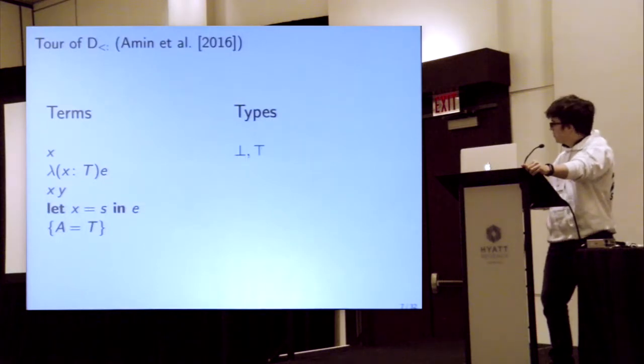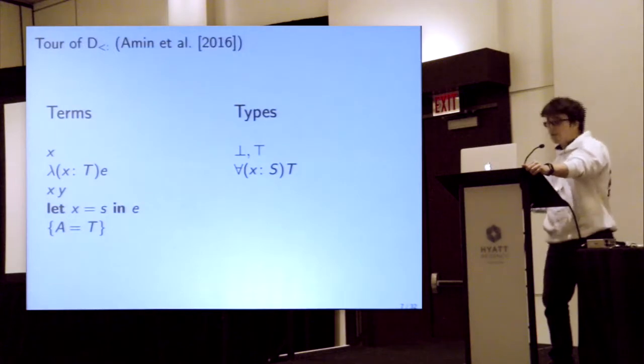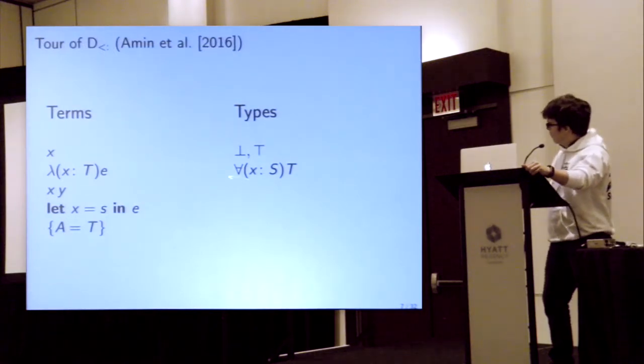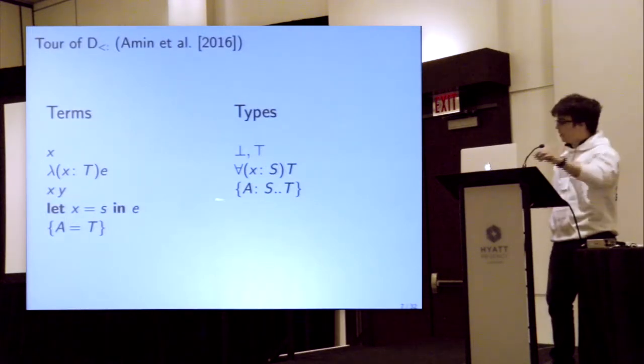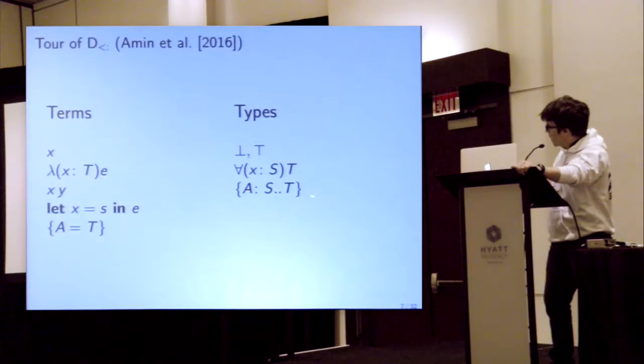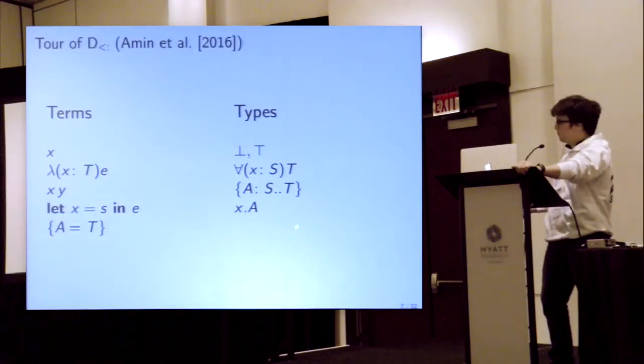And then when it comes to types, I have bottom and top. So bottom is a subtype of everything, and top is a supertype of everything. I have a dependent function type that goes from S to T. I have a type declaration, right? And what my type declaration expresses is the idea that this type A is between S and T. So S is the lower bound, and T is the upper bound.